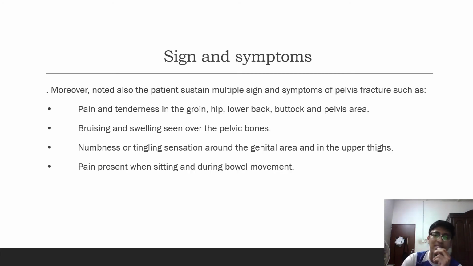Next, the signs and symptoms. Moreover, it was noted that the patient sustained multiple signs and symptoms of pelvic fracture injury, such as pain and tenderness in the groin, hip, lower back, buttocks, and pelvis area, bruising and swelling seen over the pelvic bone, numbness or tingling sensation around the genital area and in the upper thigh noted by the patient, and pain present when sitting and during bowel movement.